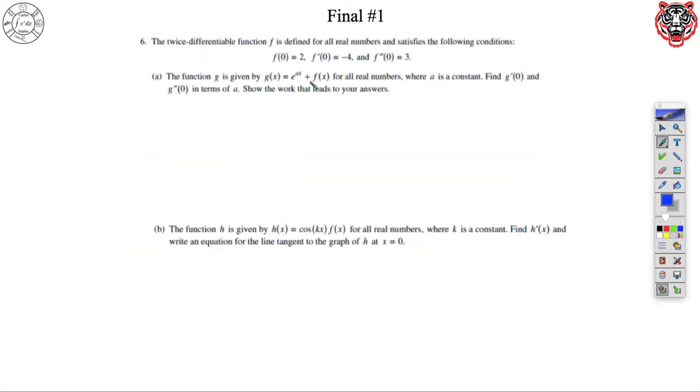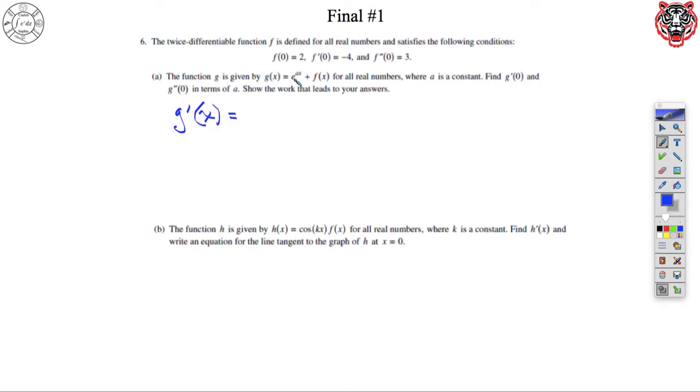And finally, our last problem, number 6. This one was pretty hard as well, although not nearly as hard as number 5. So we have this function, and we need to find g prime of 0. So let's first start by finding g prime of x, and then we'll plug in 0 once we find that.